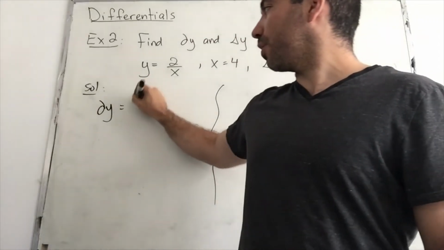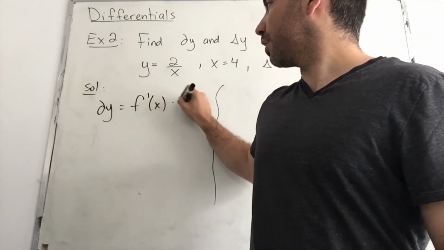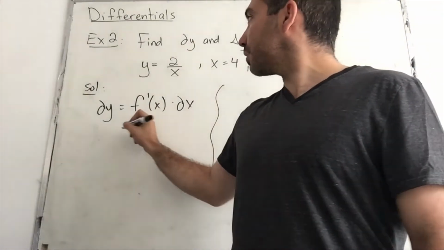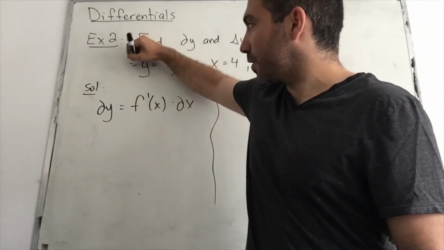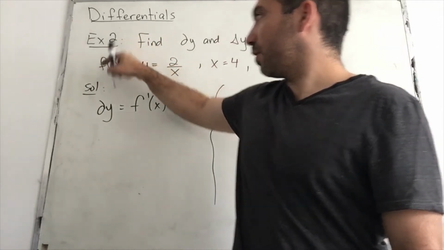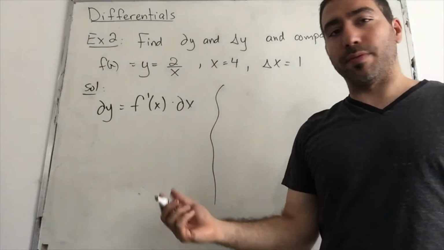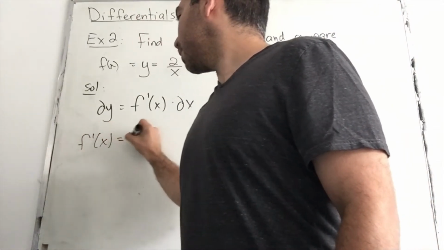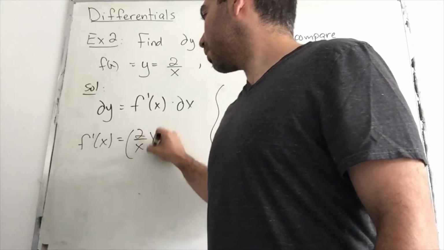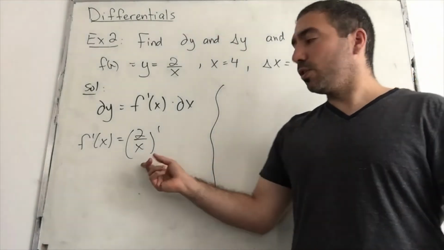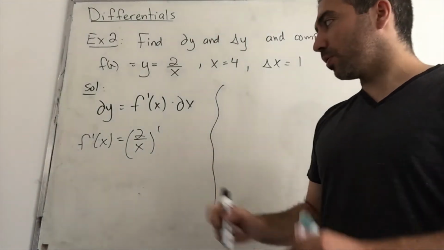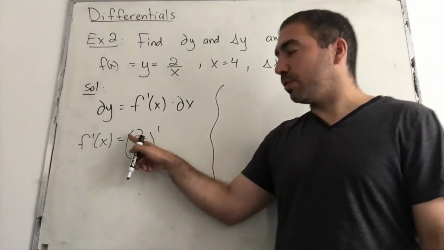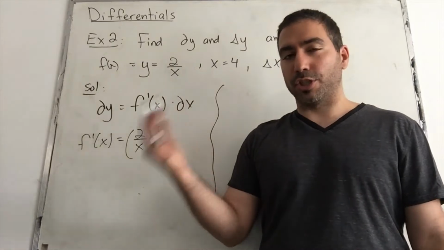So we know dy by our formula, it's f prime of x times dx. And f prime of x, well, the function that we're using is 2 over x, so we have to take the derivative of that. Let's go ahead and do that. f prime of x is equal to 2 over x, prime. You can use quotient rule, but I want to avoid quotient rule, so I would bring the x up and work with 2 times x to the negative 1 and then just apply power rule.